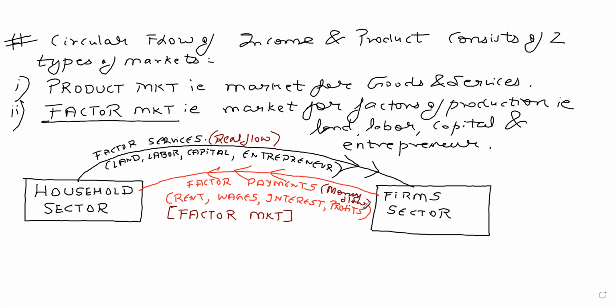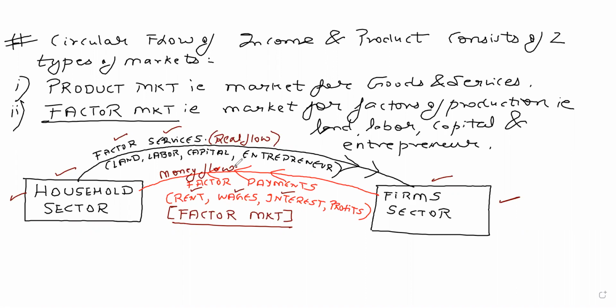So I hope students have understood the real flow. The real flow in the factor market is from households to firms, where households provide factor services to the firms. Money flow is the flow from the firms to the households. Firms make factor payments to the households in the form of rent, wages, interest, and profits. So I can write it so that it's clear for all the students. This is nothing but my money flow.